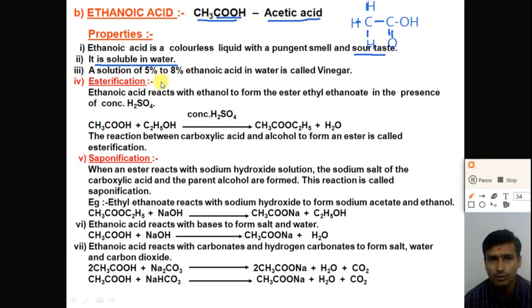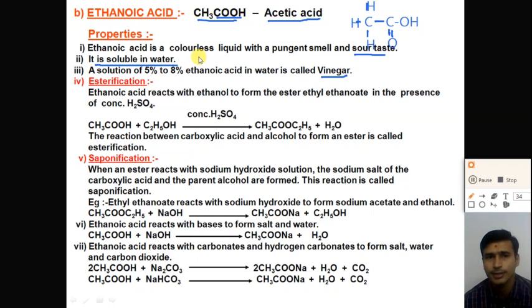A solution of 5% to 8% ethanoic acid in water is called vinegar. We use vinegar in our homes also, right? So these are the three important properties of ethanoic acid, or we can say acetic acid.